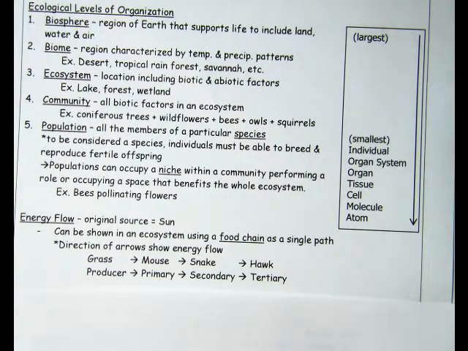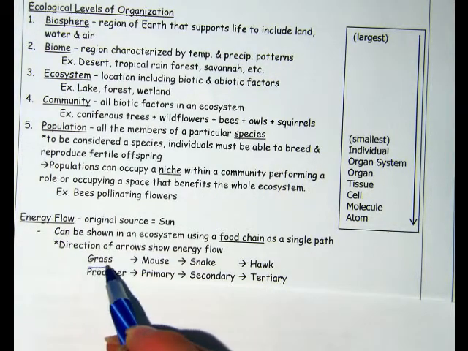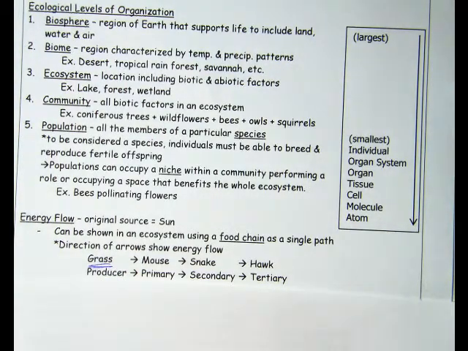Energy flow can be shown in an ecosystem using a food chain as a single path. And there's an example of a food chain here. The direction of the arrow shows the energy flow. So energy goes from our grass. Grass got energy from the sun, to the mouse, to the snake, and then to the hawk.